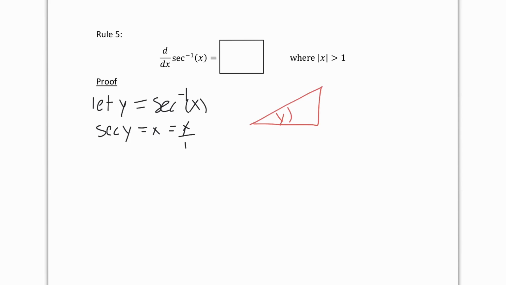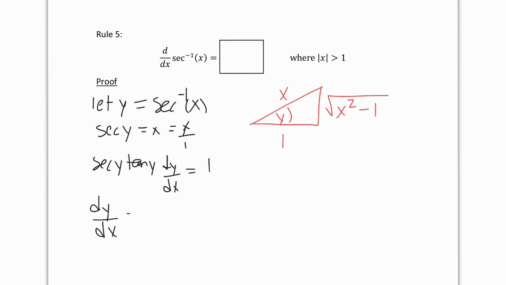Secant is going to be equal to, well, secant is 1 over cosine. So cosine is adjacent over hypotenuse, so this must be hypotenuse of x over adjacent of 1. Solving for the missing side gives you the square root of x squared minus 1. Now we're going to go ahead and take the derivative. So the derivative of secant is going to be equal to secant y tan y dy/dx. Derivative of x is 1.